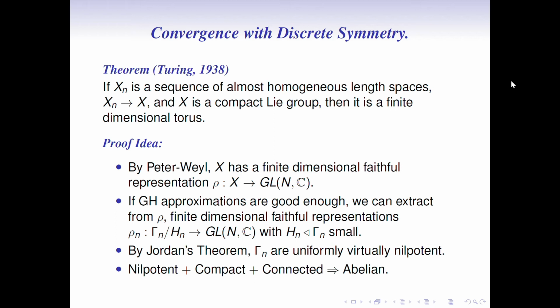Then, by Jordan's theorem, the groups gamma n are uniformly virtually nilpotent in the sense that they all have subgroups of fixed index that are nilpotent. Taking the limit as n goes to infinity, we get that the limit is nilpotent as well. The fourth step is just noticing that all nilpotent compact connected Lie groups are abelian, hence tori.